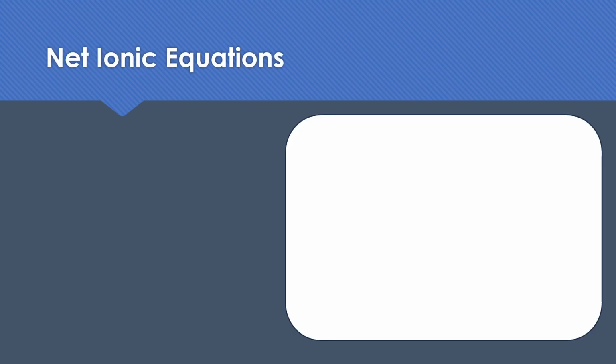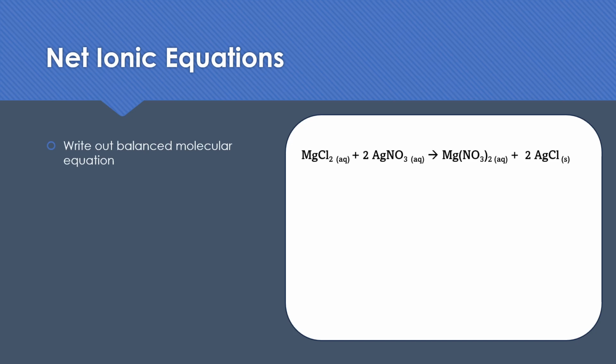Then the next thing we want to look at for precipitation reactions is what's called the net ionic equation. The net ionic equation is basically, here's what actually happened. Here's the reaction that actually occurred. In order to get to the net ionic equation, what you do is you write out the balanced molecular equation. For instance, magnesium chloride plus 2 silver nitrate gives you magnesium nitrate plus 2 silver chloride. And you'll notice I have the states there. So magnesium chloride's aqueous, silver nitrate's aqueous, magnesium nitrate's aqueous, silver chloride solid. Okay, that's the molecular equation.